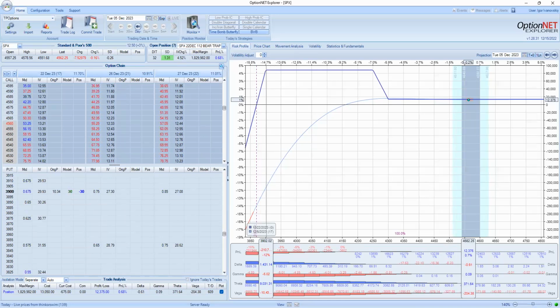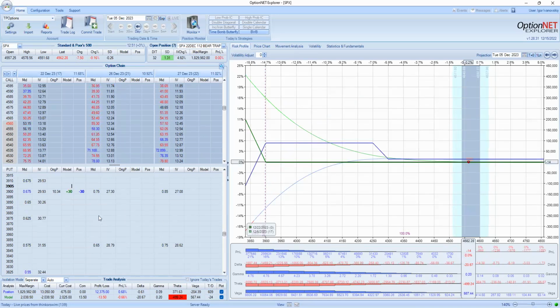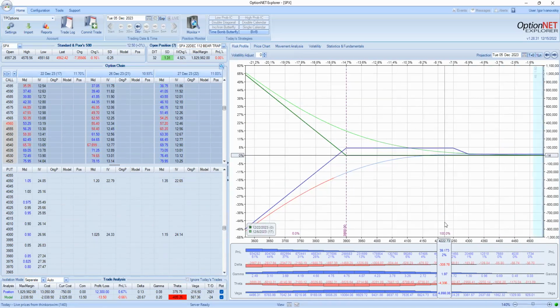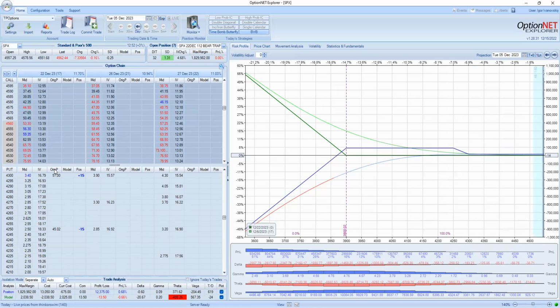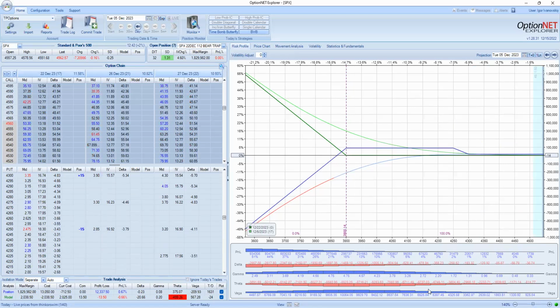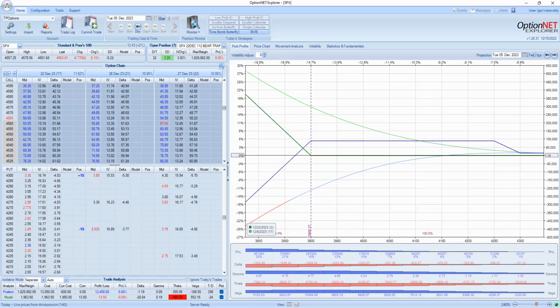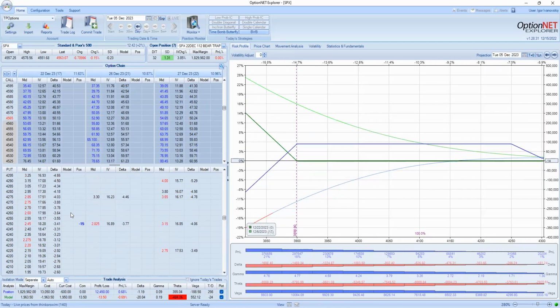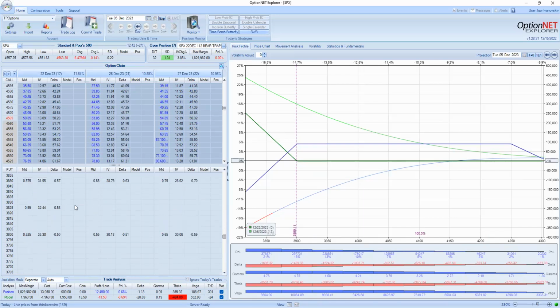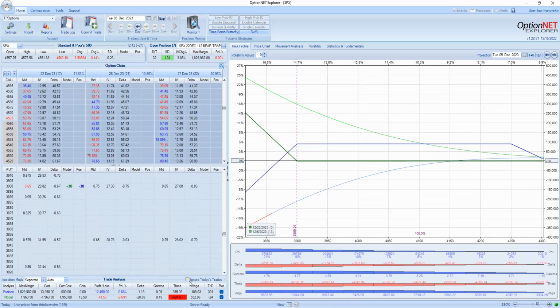So closing out these puts will leave me with a long put debit spread, and let's see what this position would look like. Bear with me just 1 second.